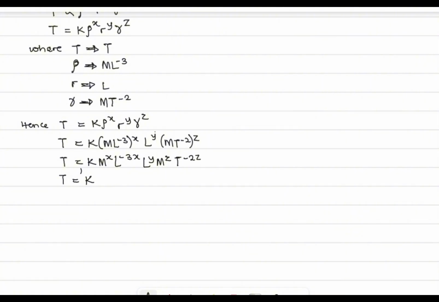Let's combine the powers of the m. That will be m raised to power x plus z, and then L raised to power minus 3x plus y, and then lastly t raised to power minus 2z. So here, since there's no m and L on the left hand side, we can add m raised to power 0 and L raised to power 0. So let's compare coefficients now.